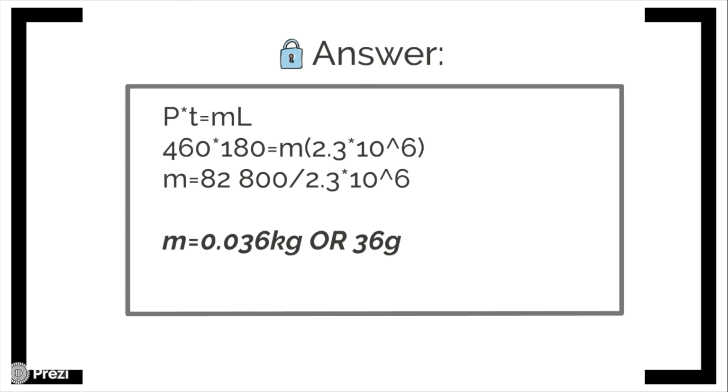So power into time is equal to m into L. We just referred to this in the previous question. 460 times 180 is equal to m times 2.3 into 10 to the power 6. So in this case, just replace all the variables with the values we have and solve for m, which you get as 0.036 kilograms or 36 grams.